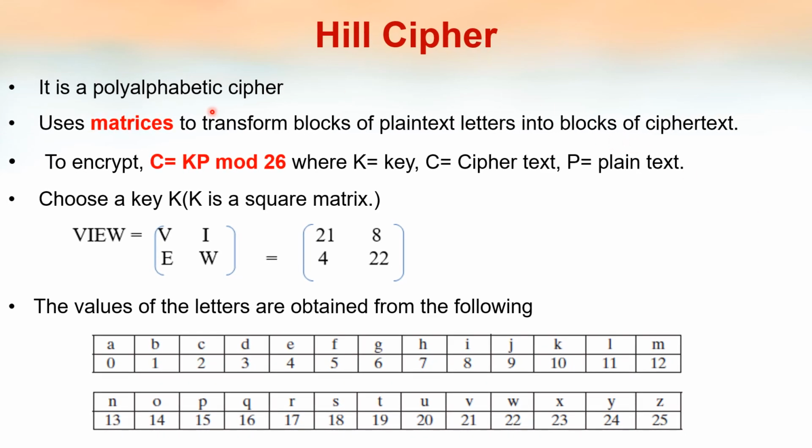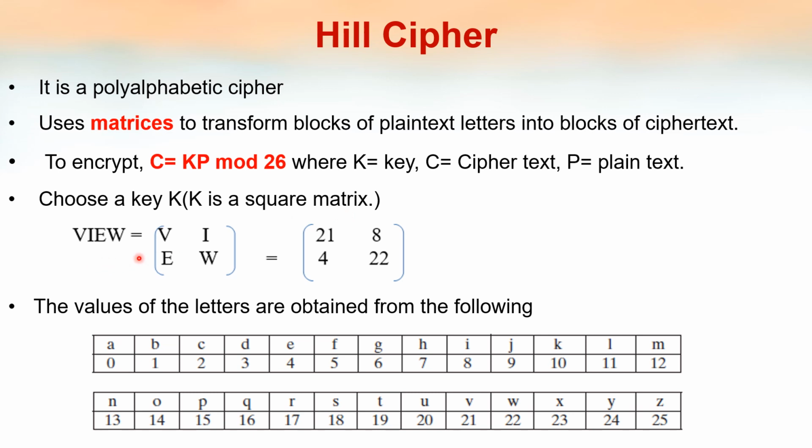Hill cipher. It's a polyalphabetic cipher. It uses matrices to transform blocks of plain text letters into blocks of ciphertext. This is the formula used here: ciphertext C is equal to K times P mod 26, where K is the key, P is the plain text, and C is the ciphertext. The key should be a square matrix.